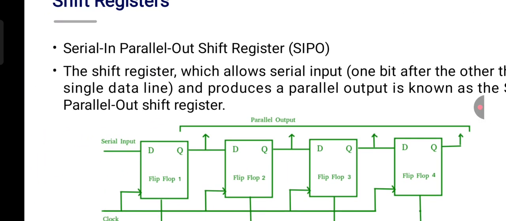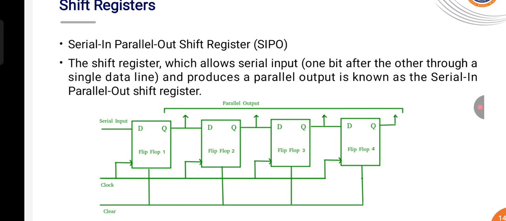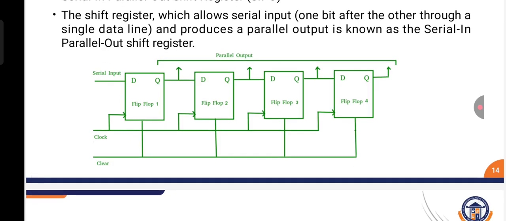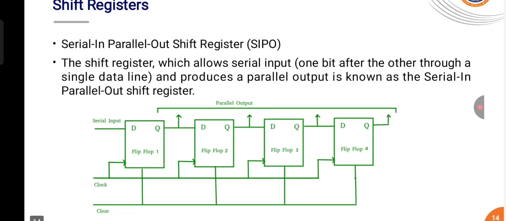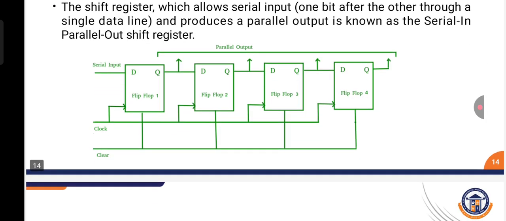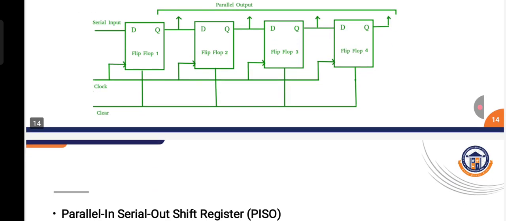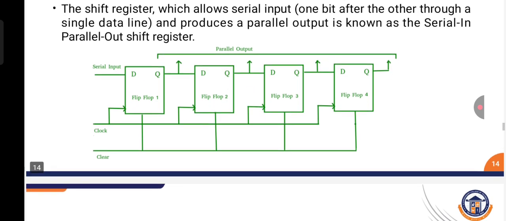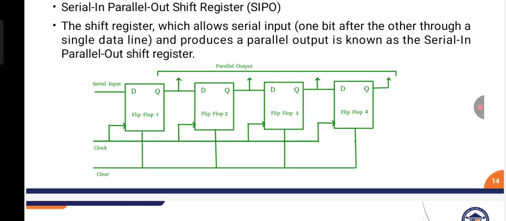Next, serial in parallel out shift register. The shift register which allows serial input and produces parallel output is known as a serial in parallel out shift register. This is an example of a 4-bit SIPO register. Here the input is serial, there is only one input, but the output is 4 bits.